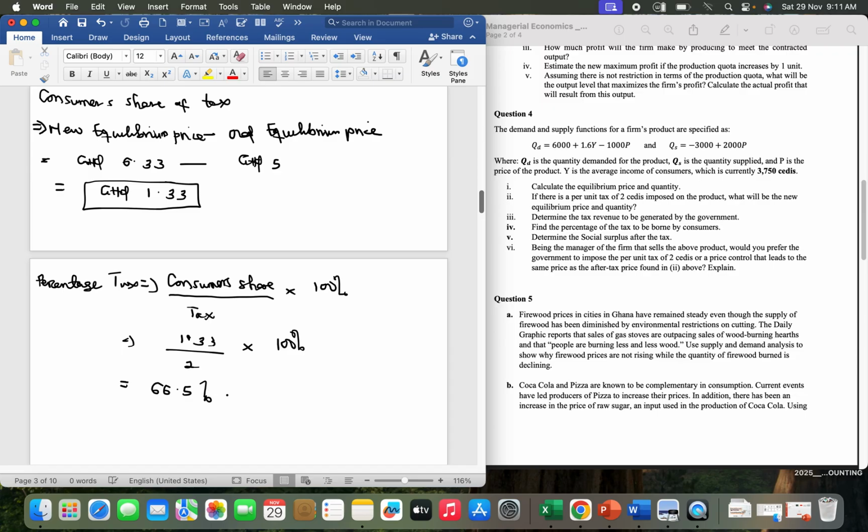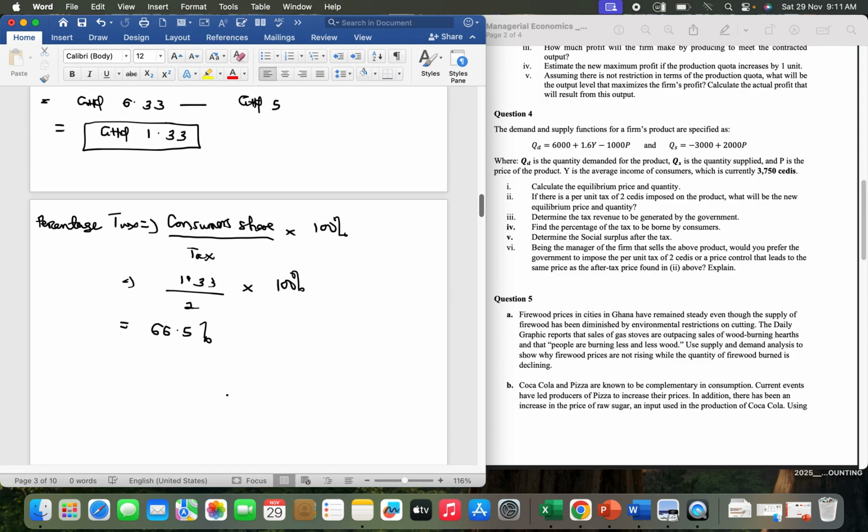66.5%. Now, with this question, they told us to find the consumer's share of tax. We were not asked to find the producer's share of tax. But let me add it.